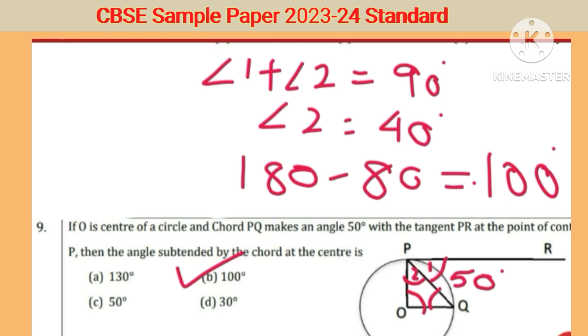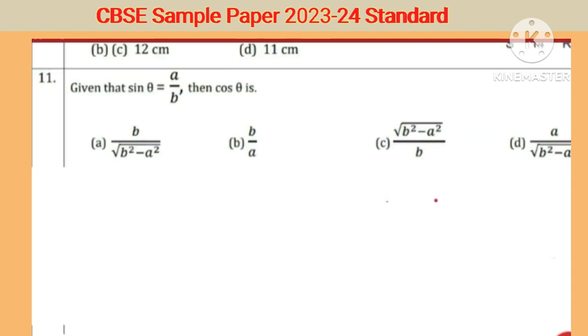Otherwise, if we do it directly, we will simply think this is 50, this becomes 40, 40 plus 40 is 80, 180 minus 80 is 100, and we'll directly get to the answer. I hope you understand this.